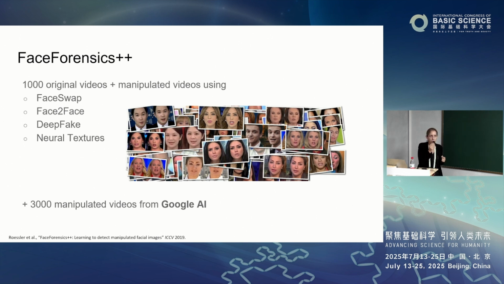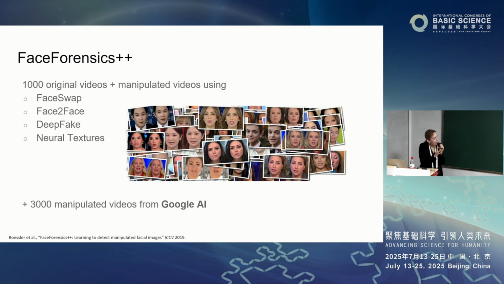the Technical University of Munich, and it's FaceForensics++. When we published it, it was the largest dataset, but okay, now you have much larger datasets. It consisted of 1,000 original videos and 4 different types of manipulations: face swap, Face2Face, deepfake, and neural textures. And then we actually collaborated with Google AI, which included many more manipulated videos in this dataset.